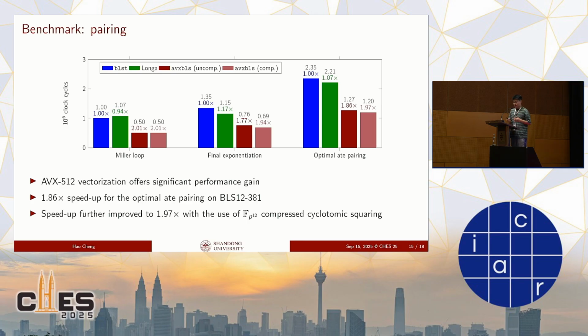And then after implementing the target operations, here we benchmark the pairing implementation of the 4 different implementations. From the graph, we can see AVX512 offers significant performance gain for the pairing computation. Our vectorized implementation achieves 1.86 speedup for the optimal pairing on BLS12-381. And the speedup can be further improved to 1.97 if we use the compressed cyclotomic squaring.